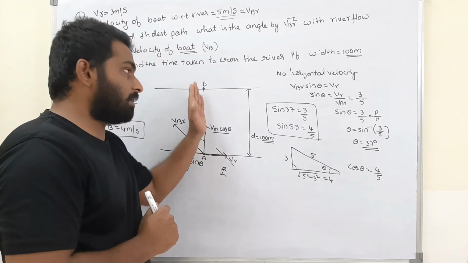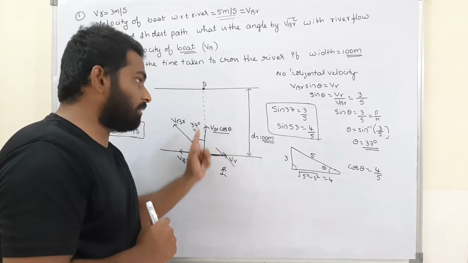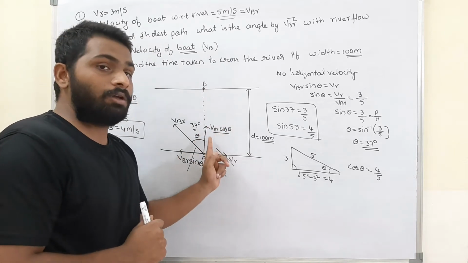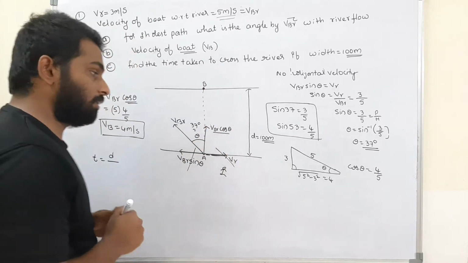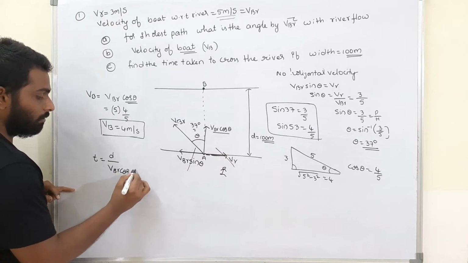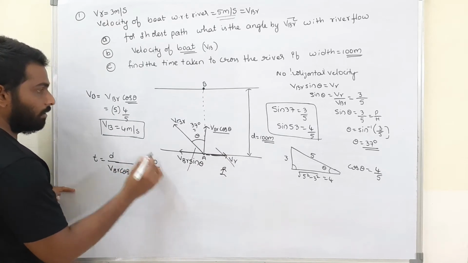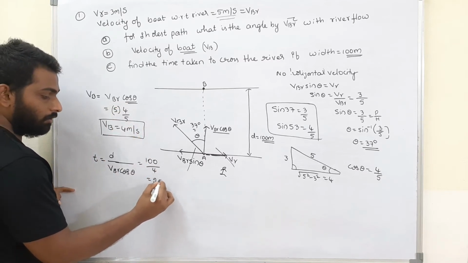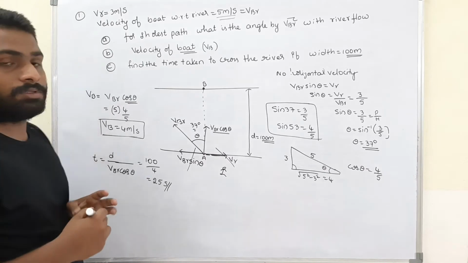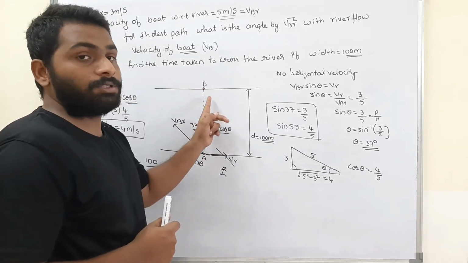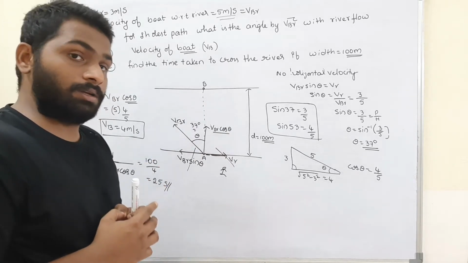Therefore, what is the velocity in this direction? With that velocity only the boat is moving vertically. Therefore, the boat is crossing from here to there with only one velocity. What is it? Vbr cos theta. Therefore, d by Vbr cos theta, that is 100 by, now what is Vbr cos theta? I got it as 4. That is 25 seconds. That means the boat will cross from here to there in the shortest path, in 25 seconds.